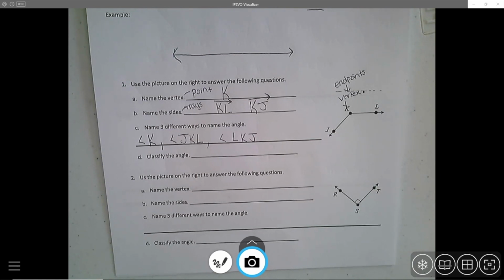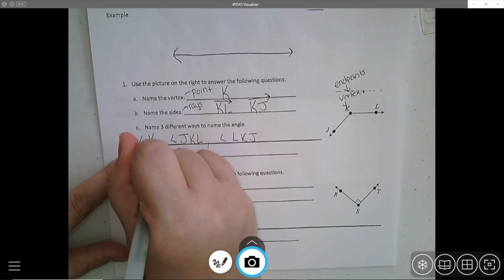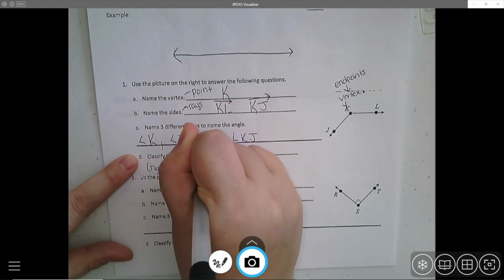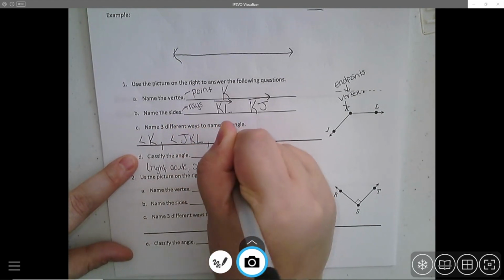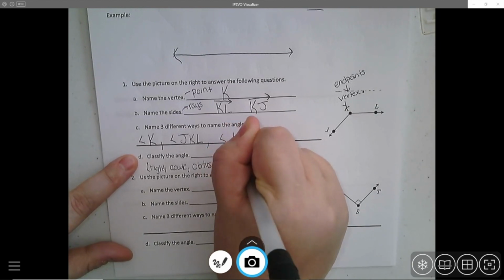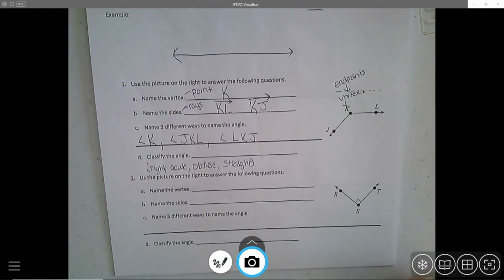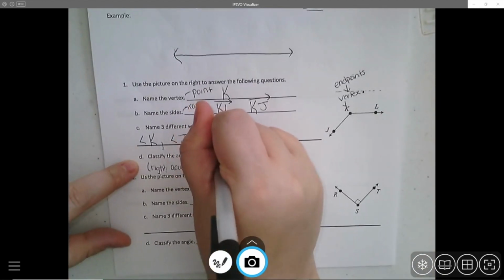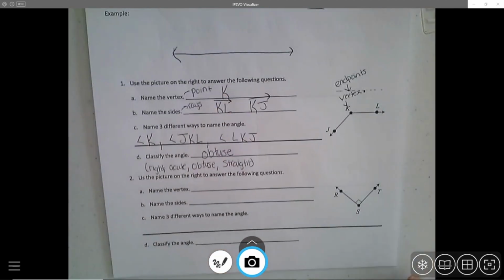And now, when they ask you to classify here, they're asking you to say, is it right, acute, obtuse, or a straight angle? Okay, well, this looks bigger than a quarter, but not as big as a line, so this is an obtuse angle.